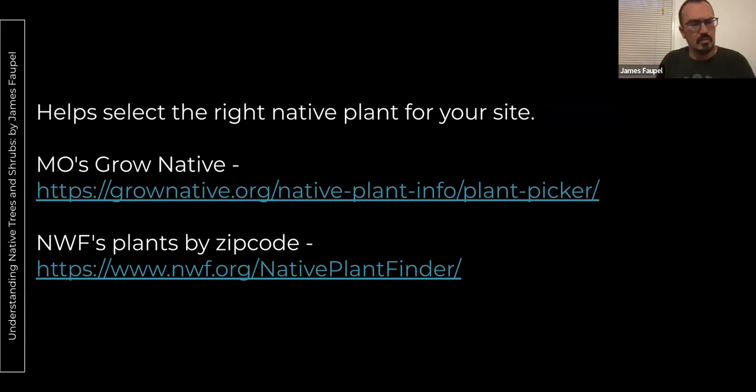And then the National Wildlife Federation, you may have heard about this native plant finder that they have by zip code. It's not necessarily the best resource, but it can give you an idea, by zip code, of some of the groups of plants that grow in your area. It's not going to be super specific, and it's not necessarily the best information, but it's at least a good starting point.